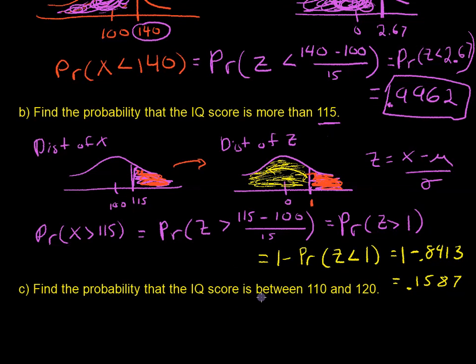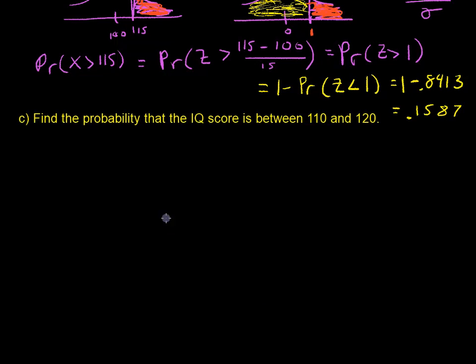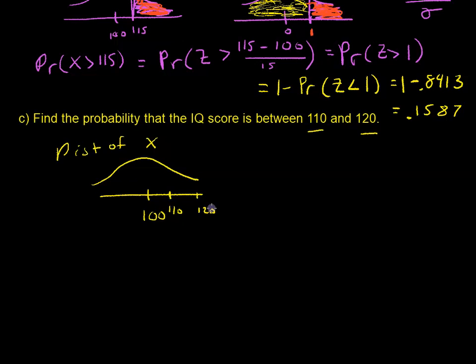All right, last example. Find the probability that the IQ score will be between 110 and 120. Okay, so still starting with the distribution of x. Here in the center is 100. So I'm talking about between 110 and 120. All right, so here's 110. Here's 120. I'm talking about finding this area here.